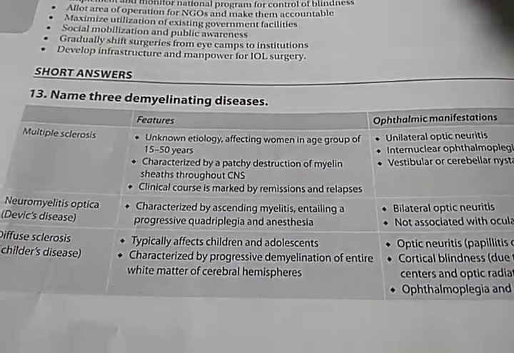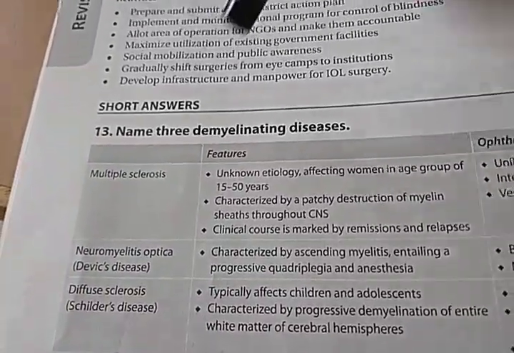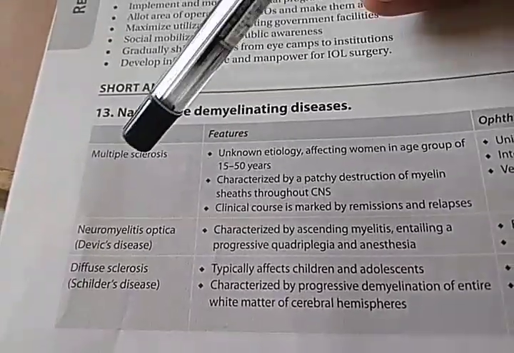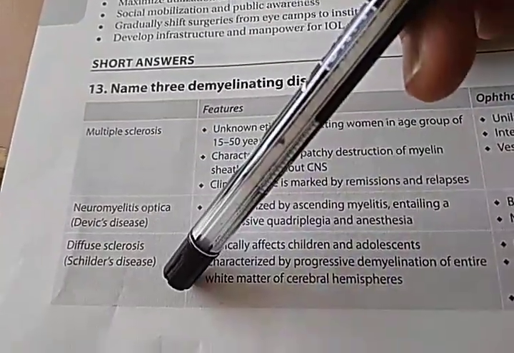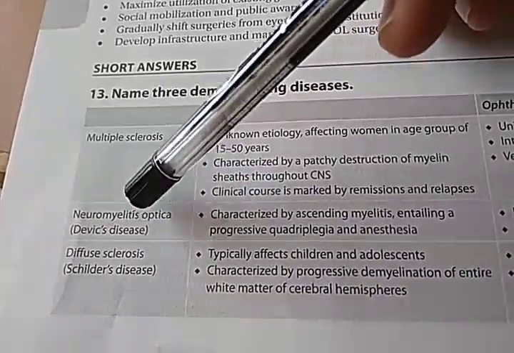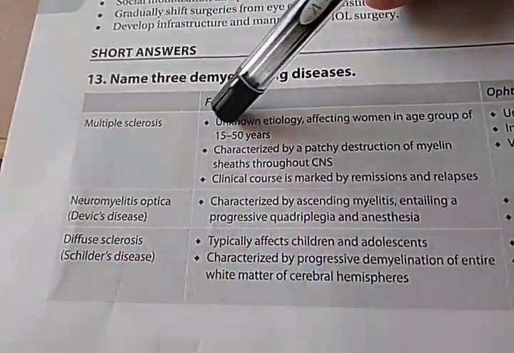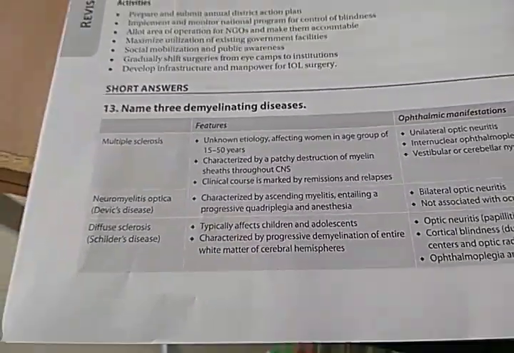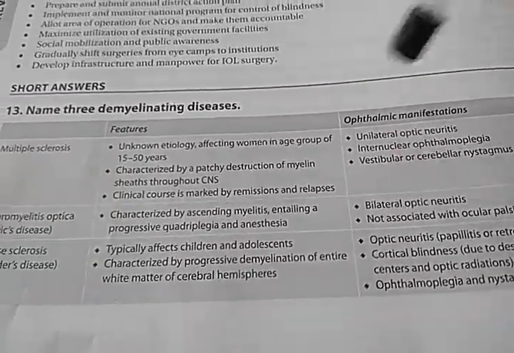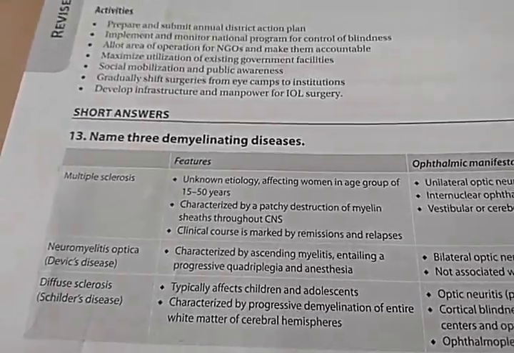Demyelinating diseases. Can you answer this question? Three demyelinating diseases. Just write three, okay? Multiple sclerosis, Devic's disease, Schilder's disease. That is neuromyelitis optica, diffuse sclerosis. Multiple sclerosis, diffuse sclerosis, at least you'll get 2 marks. And you have to write all these extra things. If you write, you will get full 3 marks, okay?